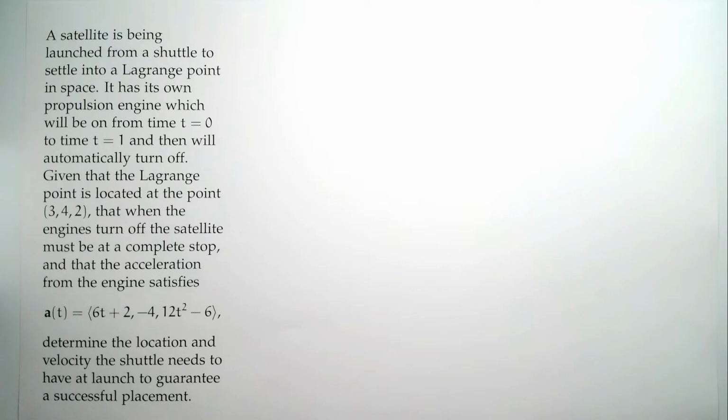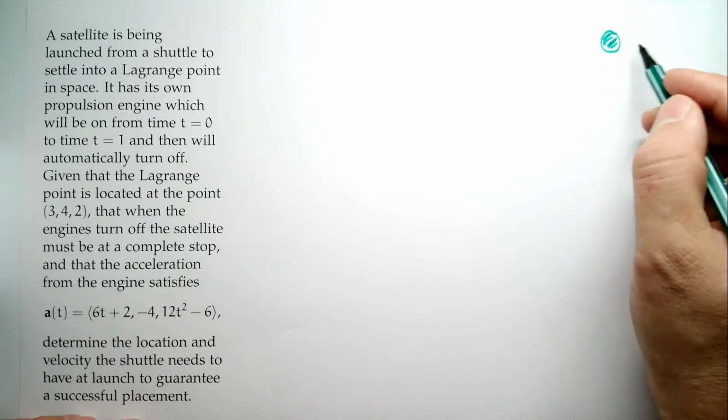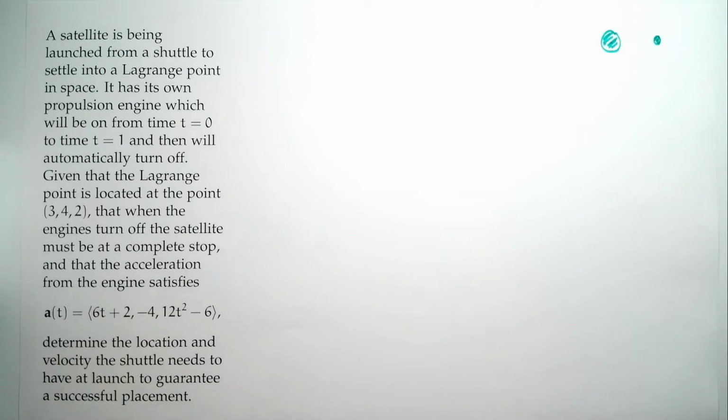So we have this satellite, and we're going to launch it. What we want to do is launch from a shuttle and settle into a Lagrange point. Now, what's a Lagrange point? Roughly speaking, you can imagine you have a big celestial object, like a planet, and a smaller celestial object, say, a moon. Big objects tend to attract things. We call it gravity. If you're near a planet, you get attracted to the planet. But if you're near the moon, you get attracted to the moon.